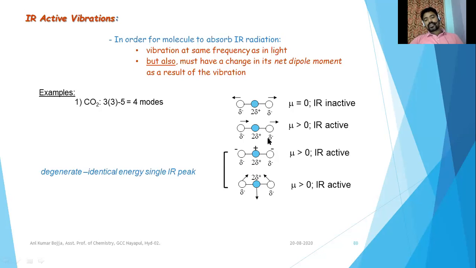Here you can see the right side atom is departing from the central carbon atom, whereas the left side oxygen atom is moving closer to the carbon atom. So the stretching vibration is taking place on one side of the molecule. Therefore you will find a change in dipole moment. The net dipole moment will not become zero. It is IR active. Even in the case of bending vibration also.